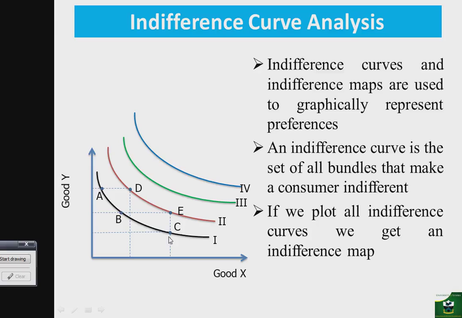In this case, we can generalize that all bundles on a higher indifference curve have more utility compared to bundles on a lower indifference curve. If we move to indifference curve 3, all bundles on it will have more utility than those on indifference curve 2 and indifference curve 1. In the same way, all bundles on indifference curve 4 will have more utility than the lower indifference curves. So we conclude that the higher the indifference curve, the more utility the consumer gets. This is the direction of increasing utility. If we add another indifference curve here, the consumer gets more utility from it compared to the other indifference curves.